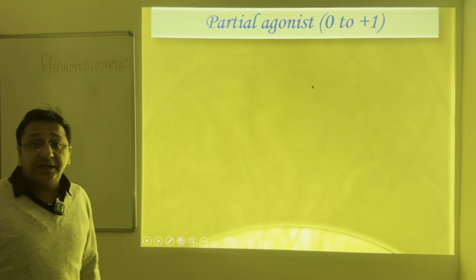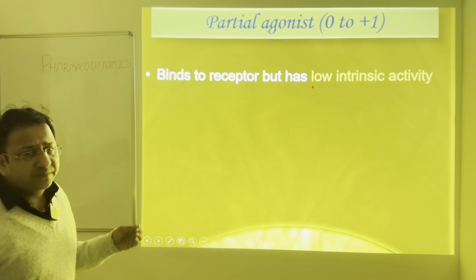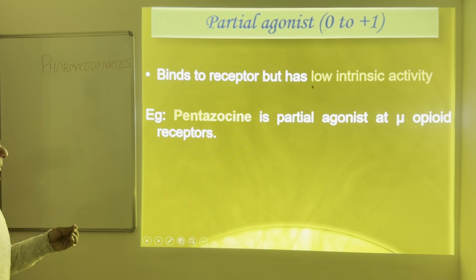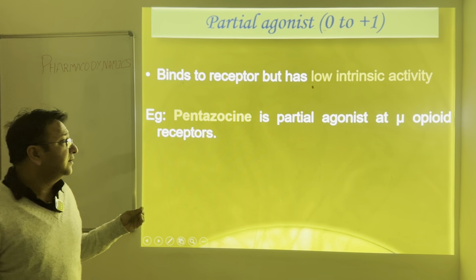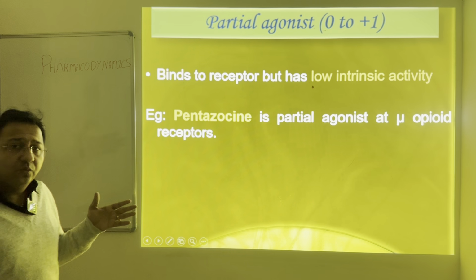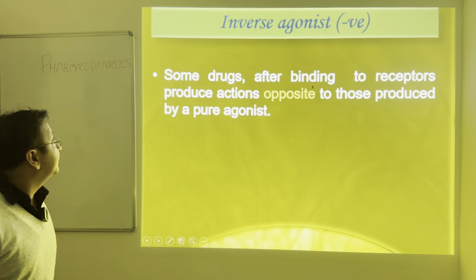A partial agonist will again have the affinity, and it will have some intrinsic activity, but not the maximum intrinsic activity. Like pentazocine, which is an opioid, a partial agonist at the mu opioid receptor. Opioid receptors have different subtypes: mu, kappa, delta. So pentazocine is a partial agonist at mu opioid receptors.